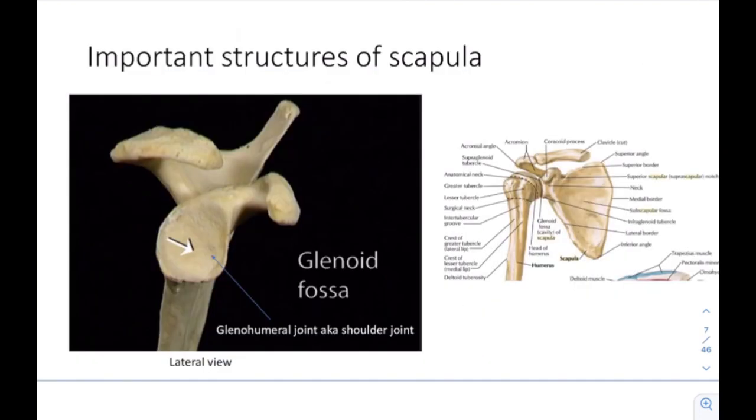Okay, so let's talk about some important structures of the scapula. Here we have something called the glenoid fossa. This is where the head of the humerus articulates. So the head of the humerus articulates right here with the scapula at the glenoid fossa. So this joint is called the shoulder joint, or anatomically the glenohumeral joint. Gleno for the glenoid fossa, and humeral for the humerus.